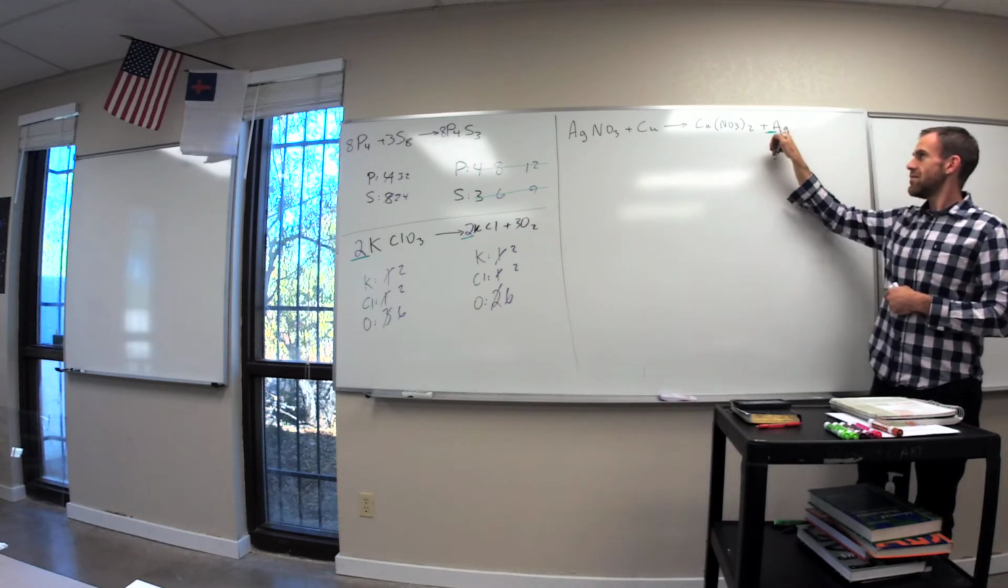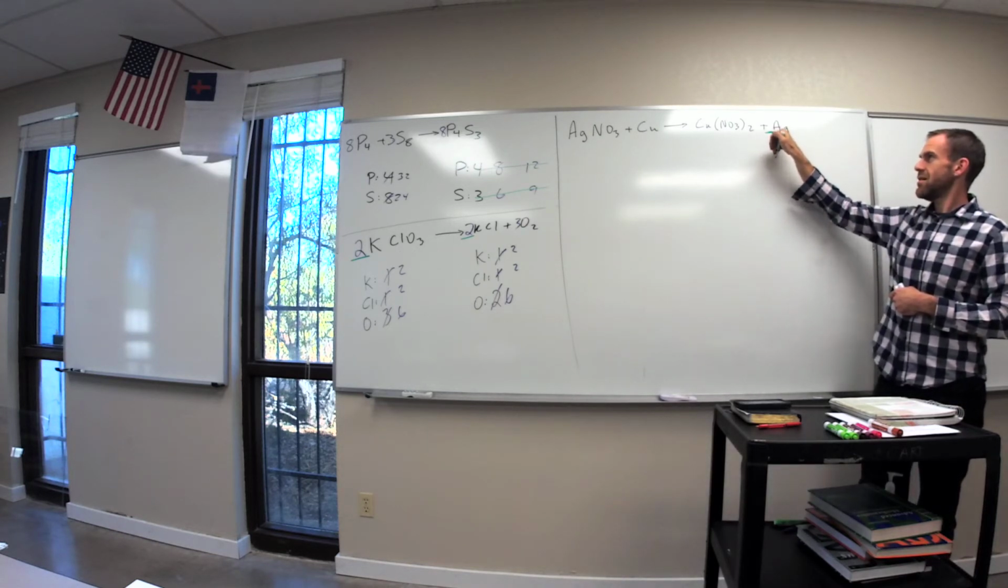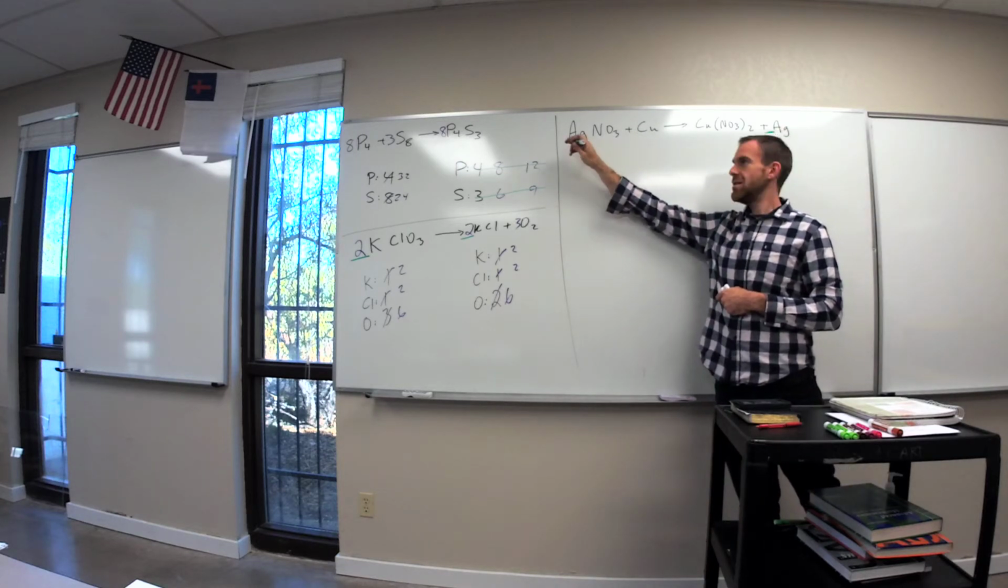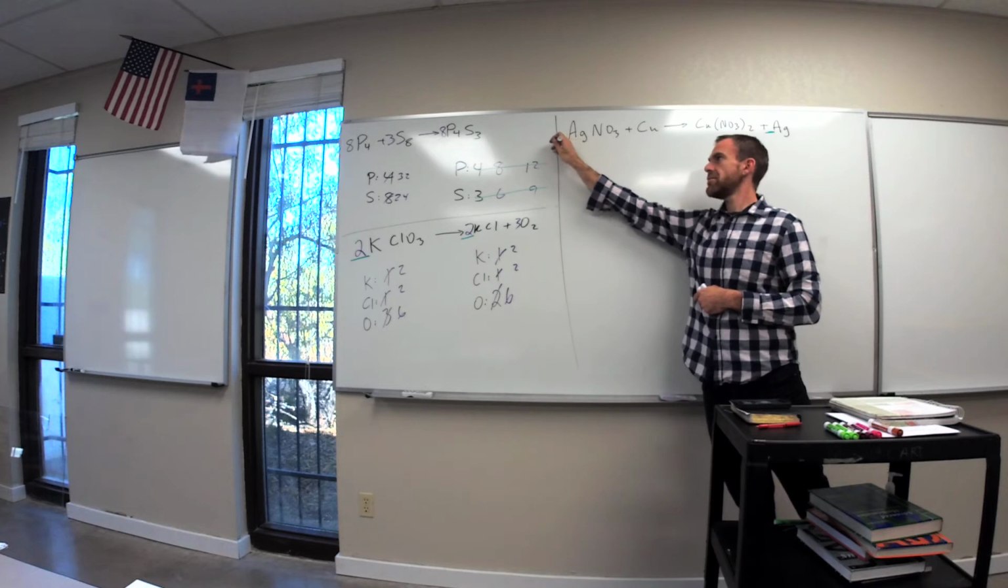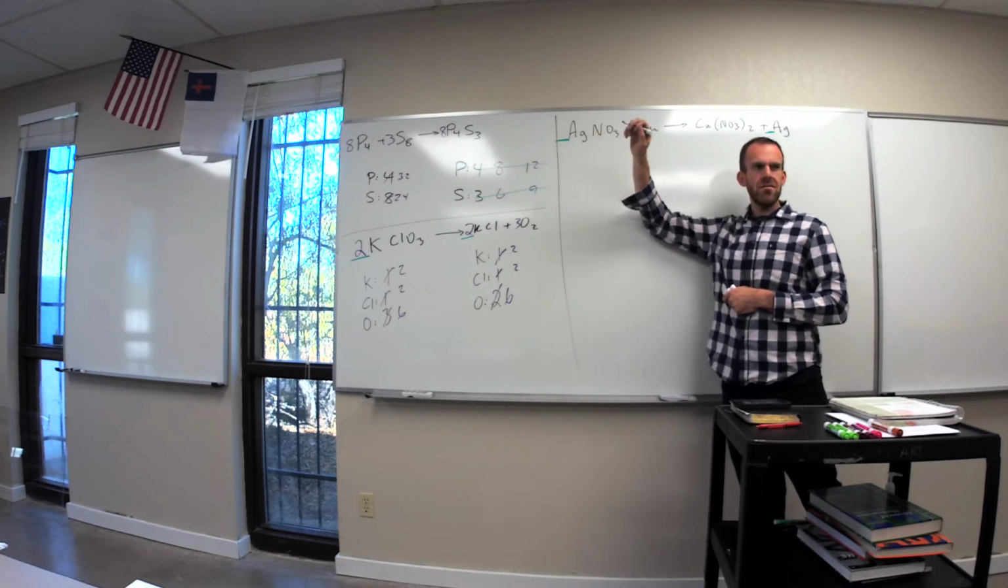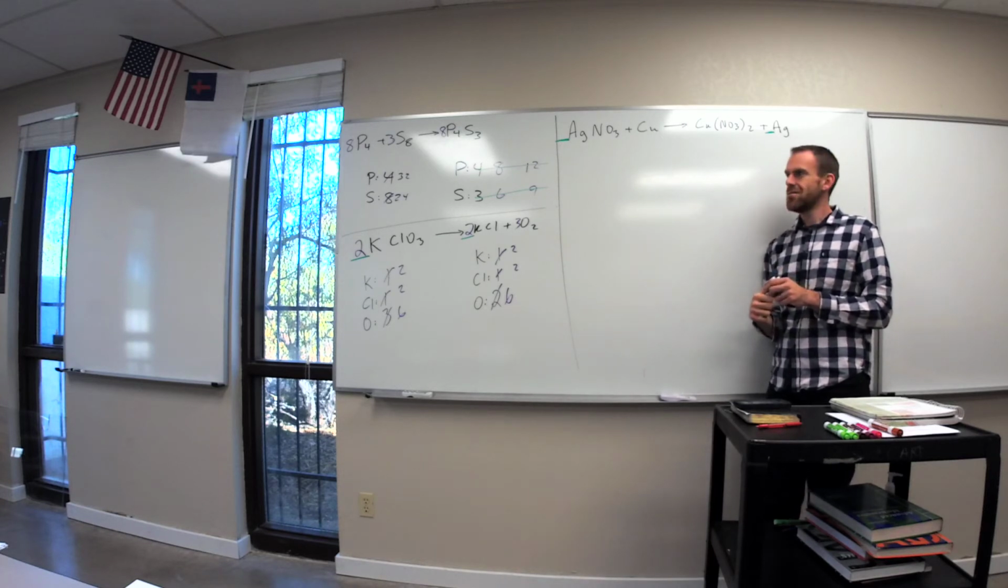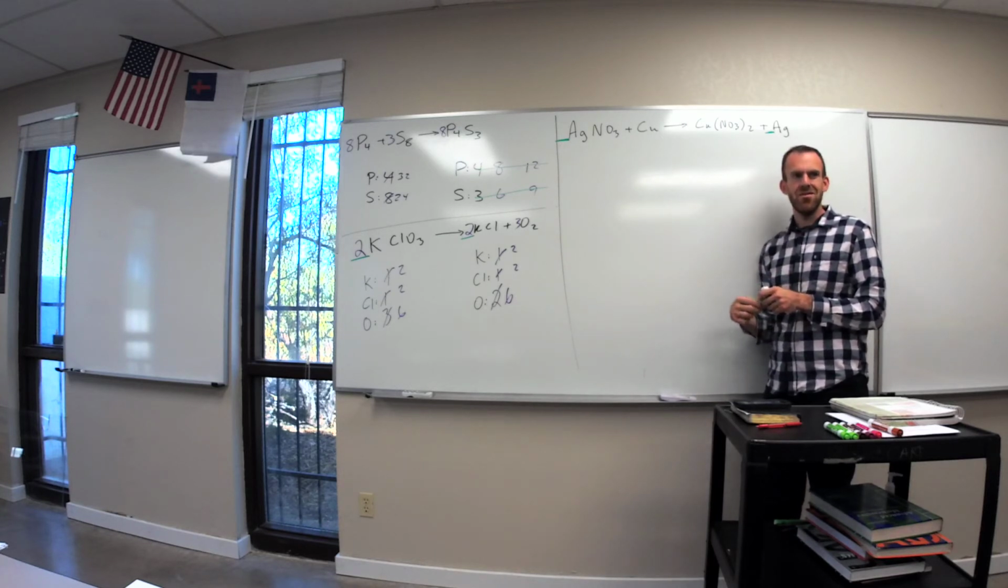So I have 1 silver here. So that would be the same as the number of silvers here. Okay, think that through for a second. I know. That's okay. Now you do.